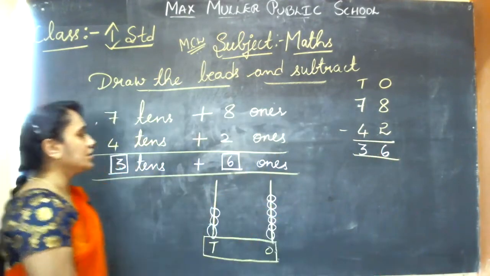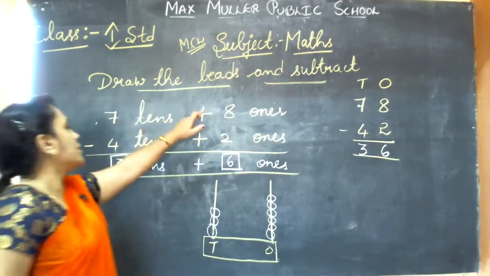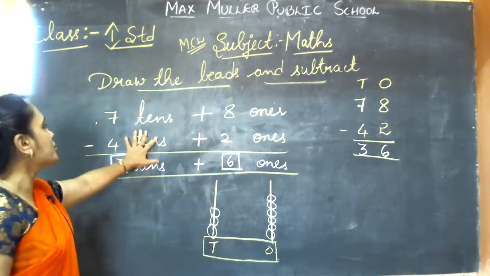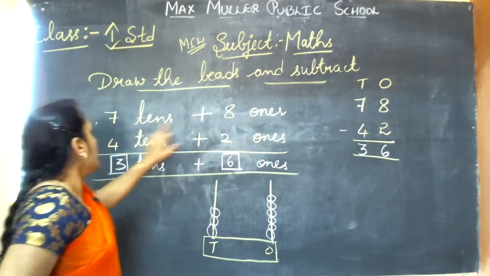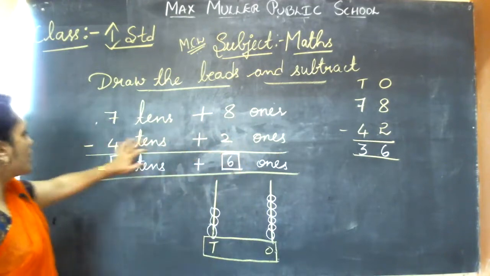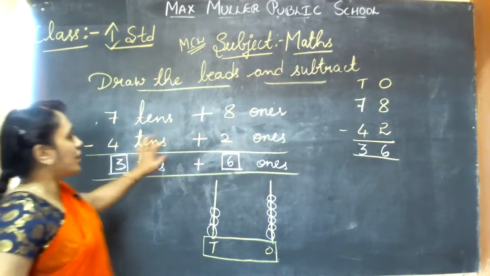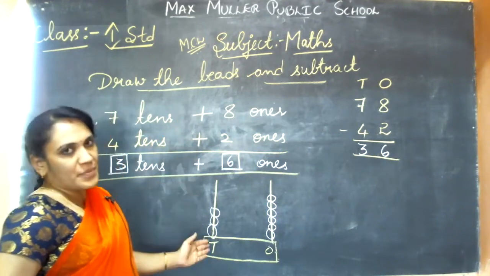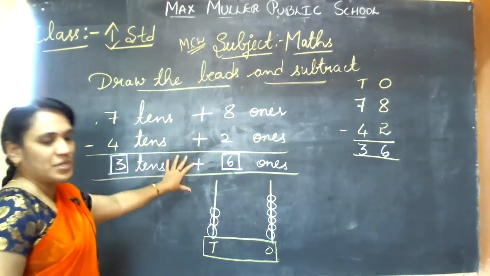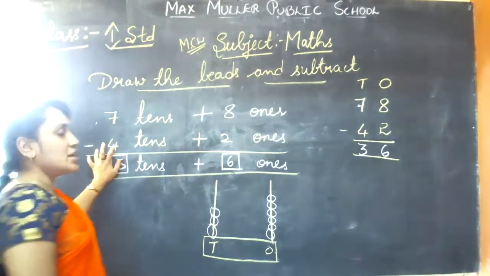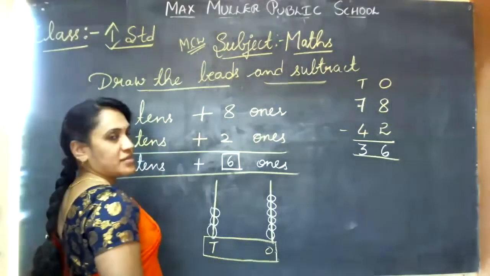So I'll tell you once again this main. Draw the beads and subtract. You'll be having 3 steps. This is the first step. 7 tens plus 8 ones. 4 tens plus 2 ones. Here there will be a minus symbol. You shouldn't get confused, thinking there is plus here. There will be a plus between the tens and ones, but here you should observe: this is the minus symbol.